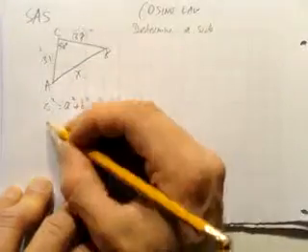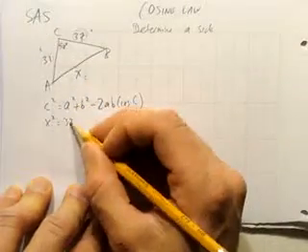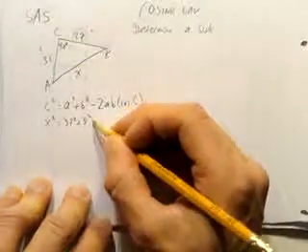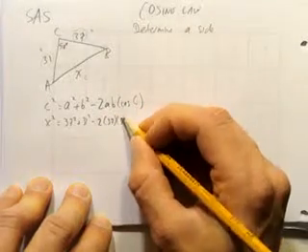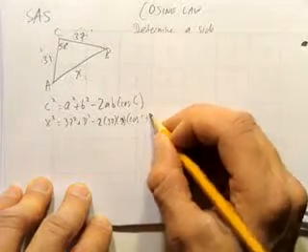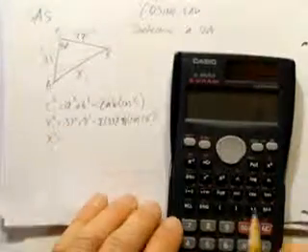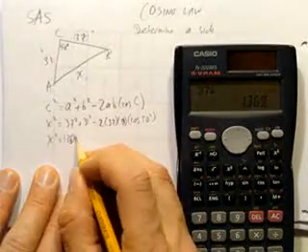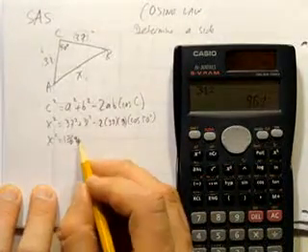So c, which is x squared, equals a squared, that's 37 squared, plus b squared, that's 31 squared, minus 2 times the other two sides, 37 and 31, times the cosine of c, which is cos 50. So x squared equals, let's start calculating. Need a calculator here. 37 squared equals 1369. 31 squared equals 961.